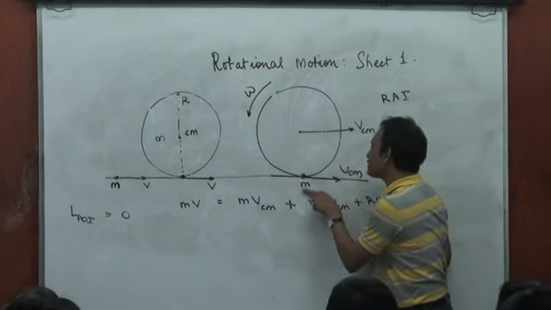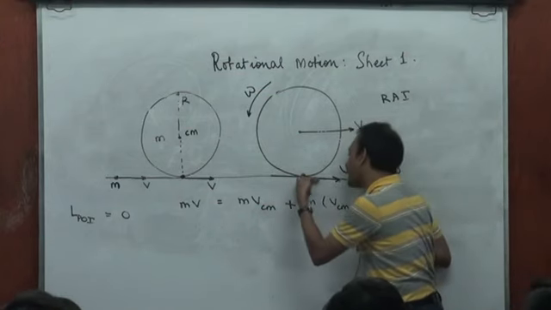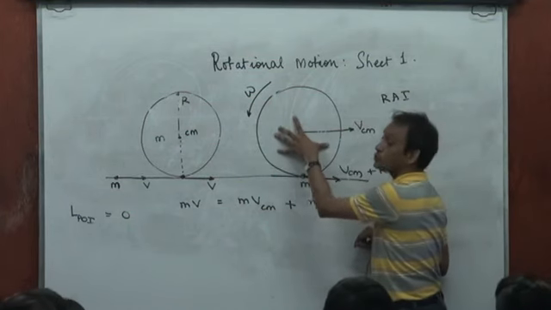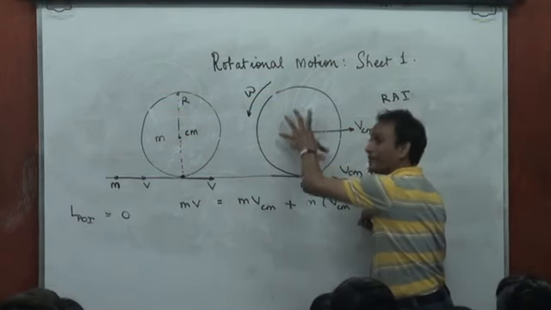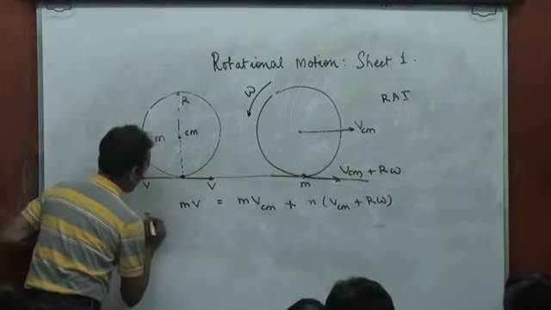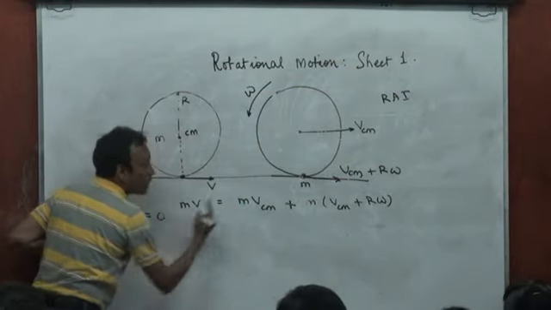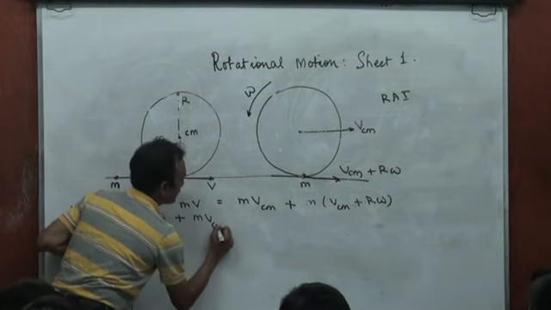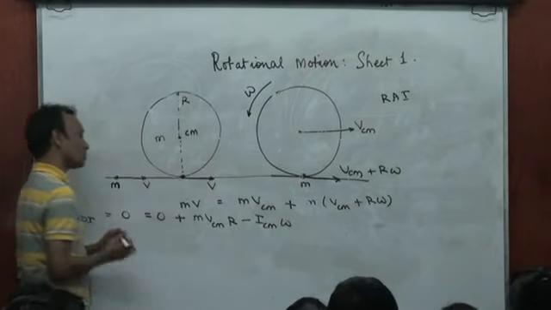Now, right after impact, the bullet once again contributes to no angular momentum about this point because its line of action of the velocity passes through this point. As far as the hoop is concerned, it has a mVCM into r clockwise and ICM into omega anti-clockwise. So its angular momentum about the point of impact finally for the bullet plus the hoop, bullet is 0 plus the hoop is mVCM into r clockwise minus ICM omega anti-clockwise.